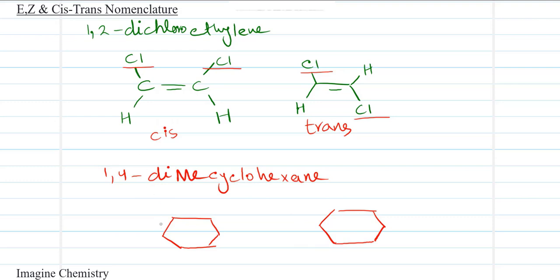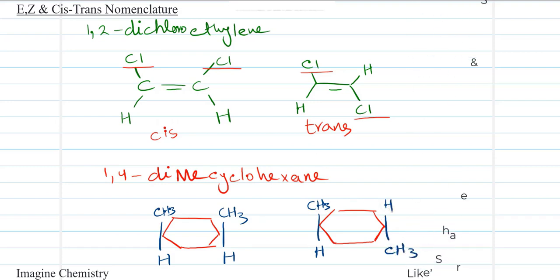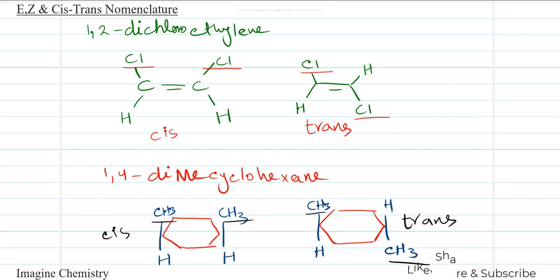So 1,4. For the first case, both methyl groups are on the same side, and for the second case, both the methyl groups are on different sides. So it is very simple. For the case where the two groups are on the same side, it is the cis isomer, and for the case where the two groups are on different sides, it is the trans isomer. This is the cis trans nomenclature.